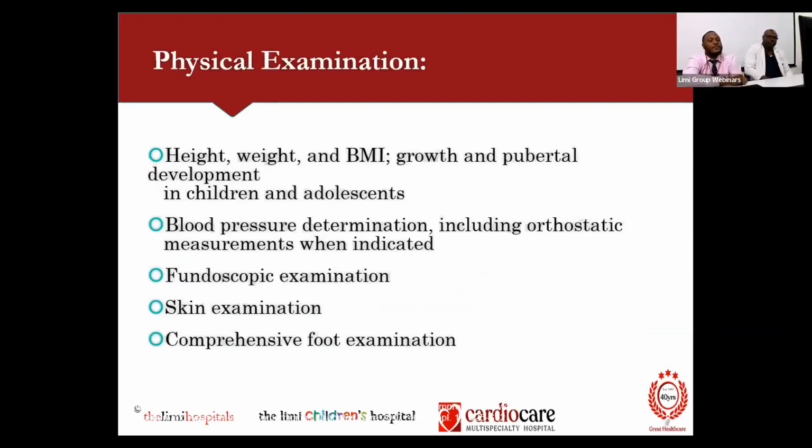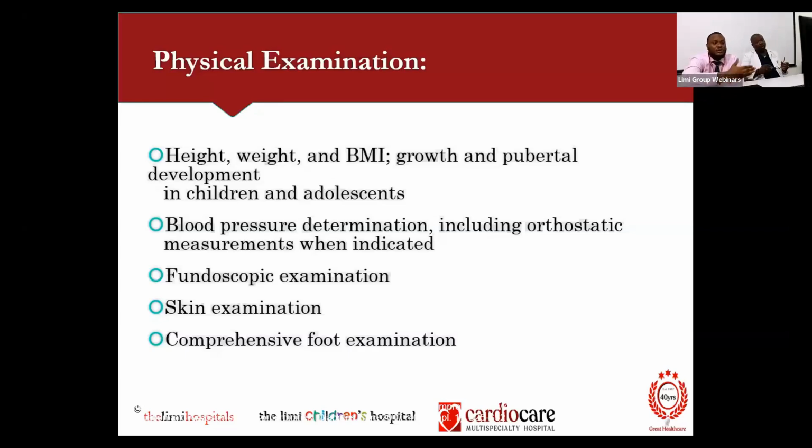So, physical examination is very important in patients with diabetes. It will help you to also ascertain possible comorbidities and possible complications. So, some things you want to know, anthropometric measurements. You want to know what the patient's height is, what the patient's weight is. And by knowing this, you're able to calculate their BMI. So by knowing their BMI, it gives you an idea. It's also a prognostic factor in them.